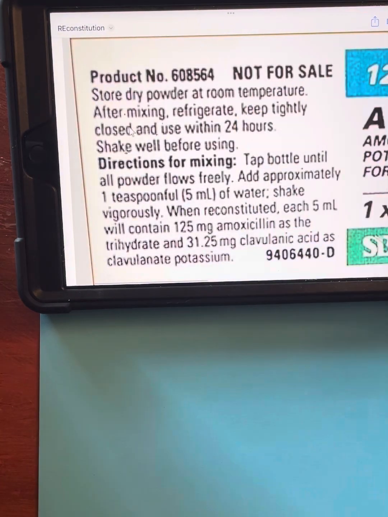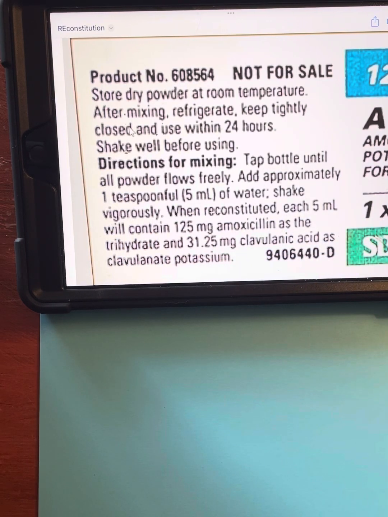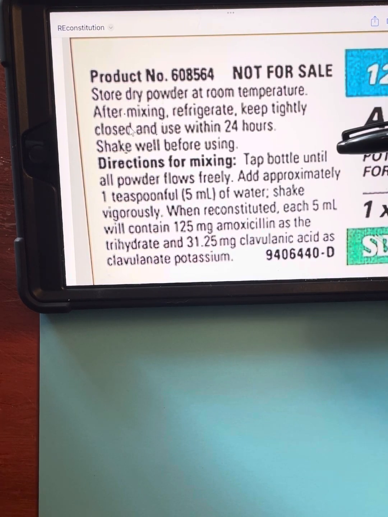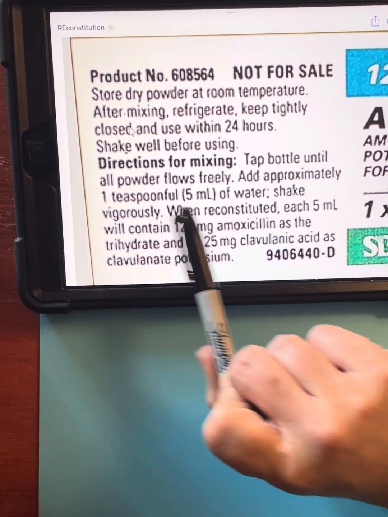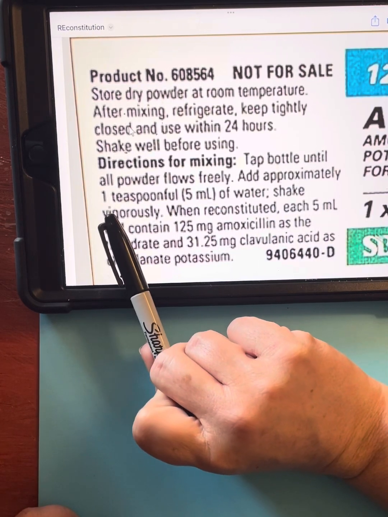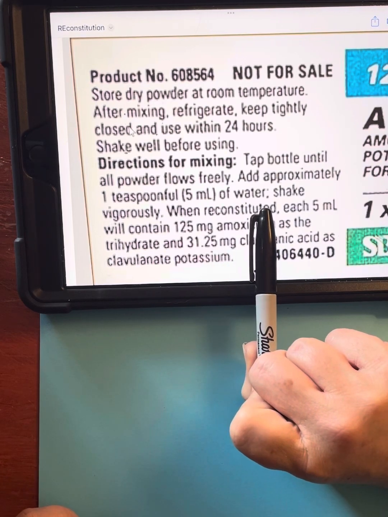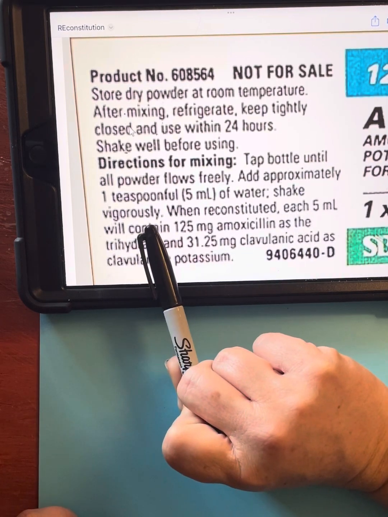But look at here. You got to store the powder in room temperature. And after mixing, refrigerate it and keep it tightly closed and use it all within 24 hours. Shake it well before you use it. Directions for mixing: tap the bottom until all the powder flows freely. Approximately 1 teaspoonful or 5 milliliters of water. Add to it. Shake it vigorously.